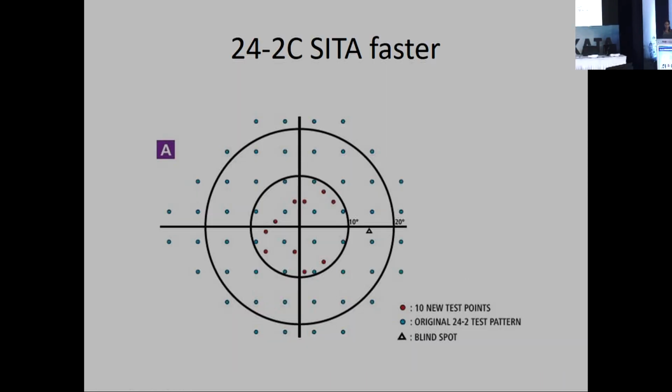24-2C is a newer pattern available with the Humphrey Field Analyzer 3 (HFA3). This adds an extra set of 10 points to the 24-2 strategy. It's used for screening central involvement. However, if you're suspecting central defects, it's better to go with the 10-2 strategy for progression analysis.